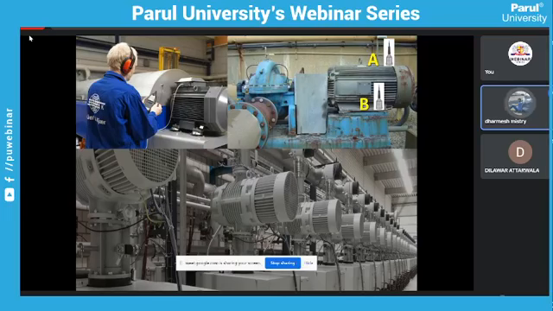Okay, in the top left image, the person is holding a vibration meter. On the right side, I have shown vibration sensors. Vibration meters and vibration sensors are two different things, which I will explain further.